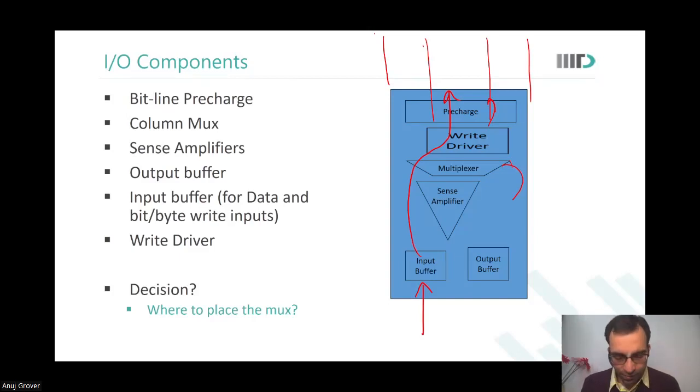Sir, in the sense amplifier, we are basically sensing the differential voltage that is appearing. So how will my performance increase? Because I can sense the differential even after the mux. Yes, but a multiplexer means additional resistance coming into the picture.